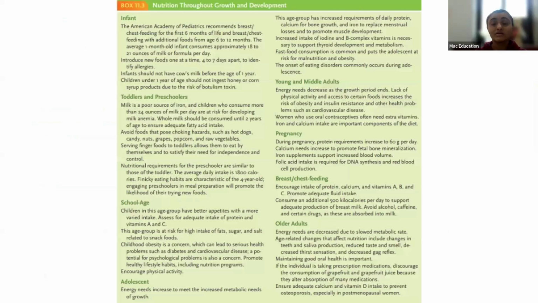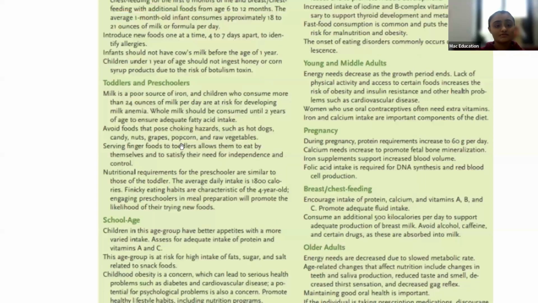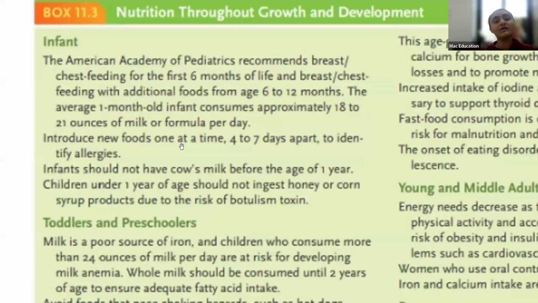Nutrition throughout the growth and development: through infancy, what type of nutrition should an infant be given; in toddler and preschooler age, what type of nutrition should they get; in school age, adolescent, young and middle age, pregnancy, during breastfeeding, and older adults. So let's see what type of nutrition we have to provide to those clients. For infants, the American Academy of Pediatrics recommends breastfeeding for the first 6 months of life, and breastfeeding with additional food from 6 to 12 months.